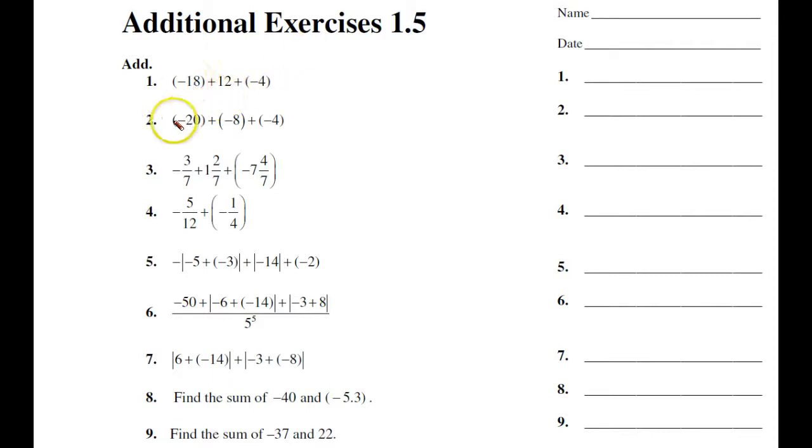But a technique might be to add your two negatives together. Well, that's going to give you a negative 22. And then you have a positive 12. And the rule is you subtract the smaller absolute value from the larger, and you get a 10. And then you use the sign of the larger absolute value. And that gives you a negative 10.